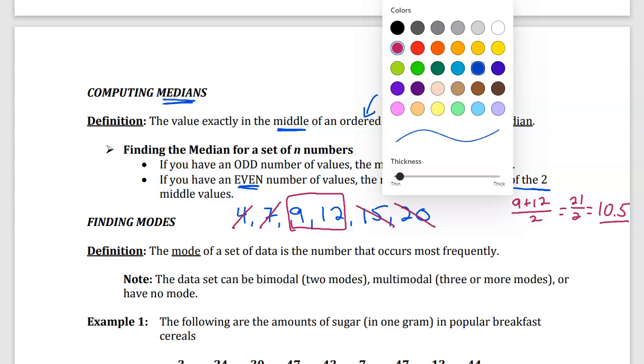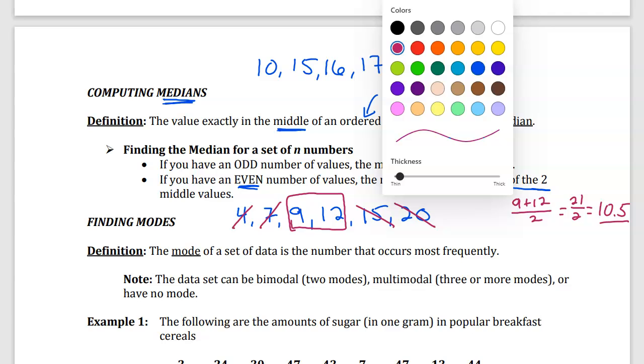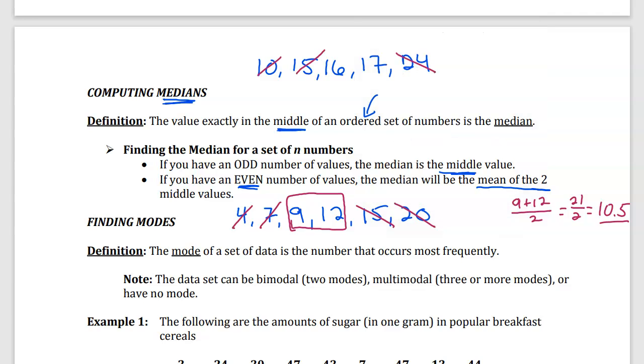Now, if I had an odd set of numbers, let's say I had 10, 15, 16, 17, and 24. And I marked out one for one. And notice I have a single number in the middle. This would be my median. So notice how where I mark out one for one here, I didn't have a single number in the middle. So I have to find the average of the two middle numbers. If I do have a single number in the middle, well, I just use that single number, and that's my median.